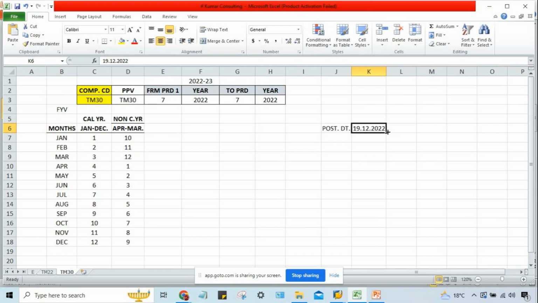Now here, let's suppose 5th of Jan 2023. Somebody is posting a transaction on this date. Don't think in a different way, I'm not talking about the future. Just assume that today is 5th of January. So when somebody has to post the transaction, of course the user is going to give this date, 5th of January 2023. Now what is happening, guys? January is which period? January is the 10th period.